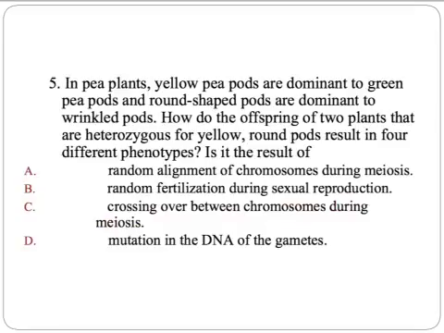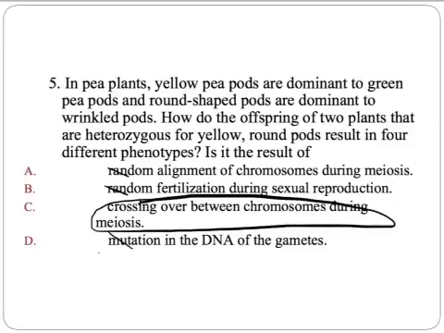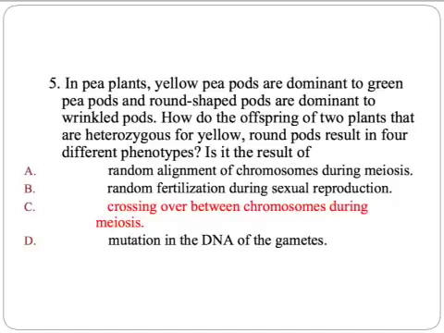In pea plants, yellow pea pods are dominant to green pea pods, and round-shaped pea pods are dominant to wrinkled. How do the offspring of two plants that are heterozygous for yellow, round pods result in four different phenotypes? What do you guys think? Well, if you know about meiosis, it should be independent assortment, because it's not random fertilization, and it's not a mutation because it's what should be happening. So the correct answer is C. Again, I'm right. Well, it helps I have the answer key.